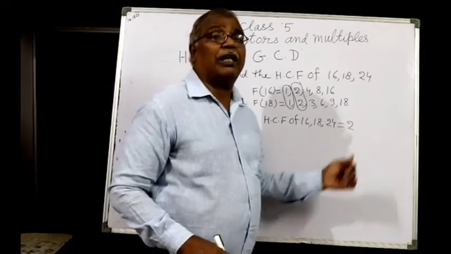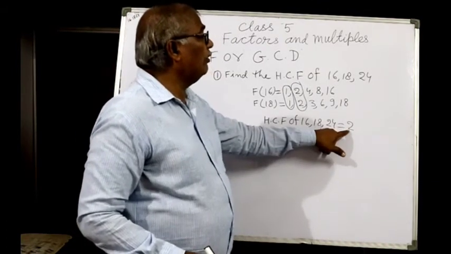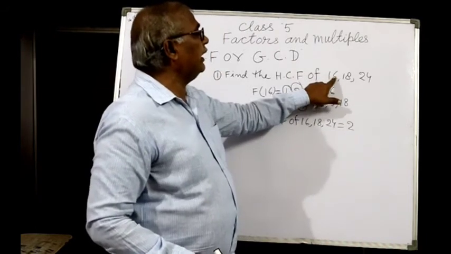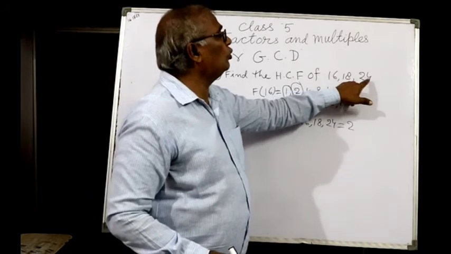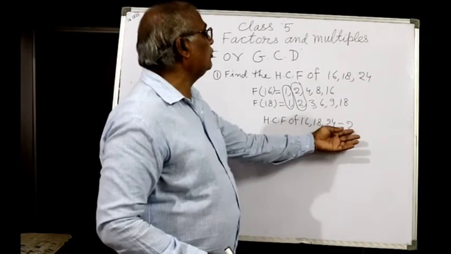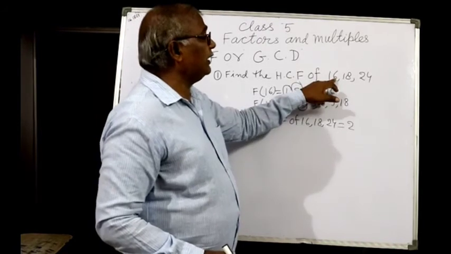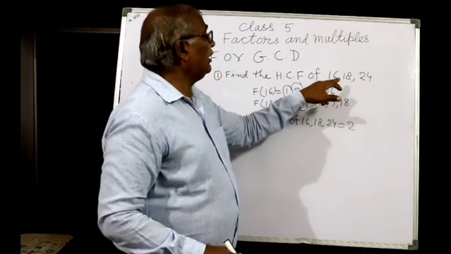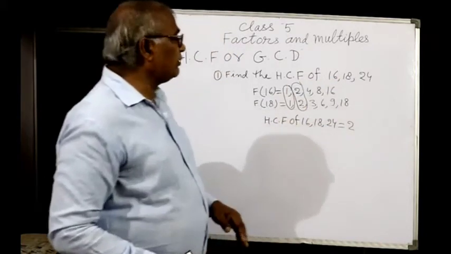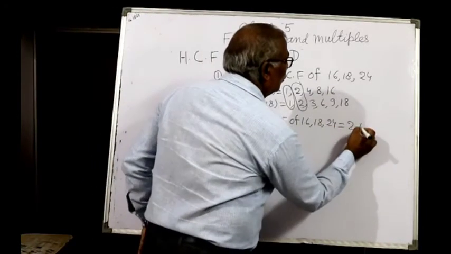Why is 2 called the highest common factor? Because 2 is the factor which divides all these numbers. 2 8s are 16, 2 9s are 18 and 2 12s are 24. So the greatest common divisor is 2. If you take 4, it divides 16 and 24, but it does not divide 18. So 2 is the greatest common divisor or HCF. Answer is 2.